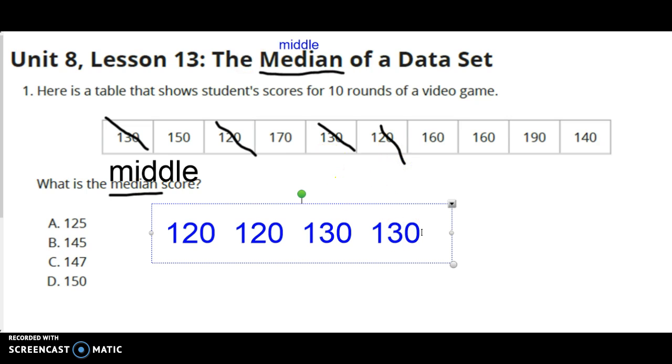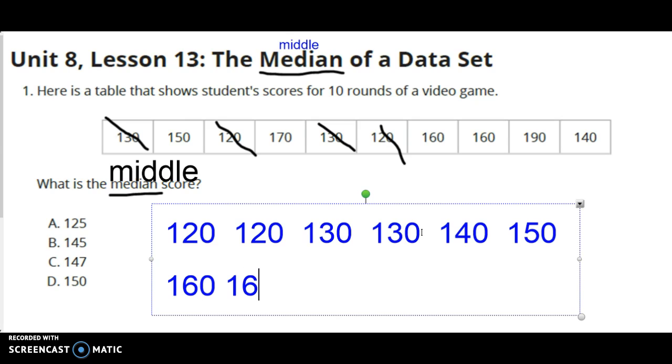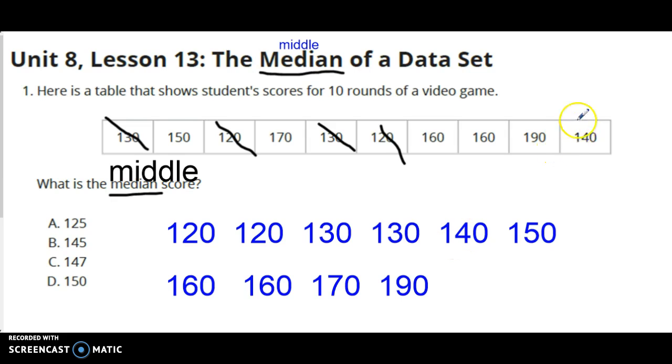Okay, then let's go back to our list. And again, we're just going from smallest to largest. I see a 140, a 150, two 160s, a 170, and a 190. So let's make sure we've got everything here. So I see 140 here, cross off my 140, 150, cross off 150, 160, cross off 160, second 160, 170, 190. Okay, so it's 10 rounds. Do we have 10 numbers? 1, 2, 3, 4, 5, 6, 7, 8, 9, 10.